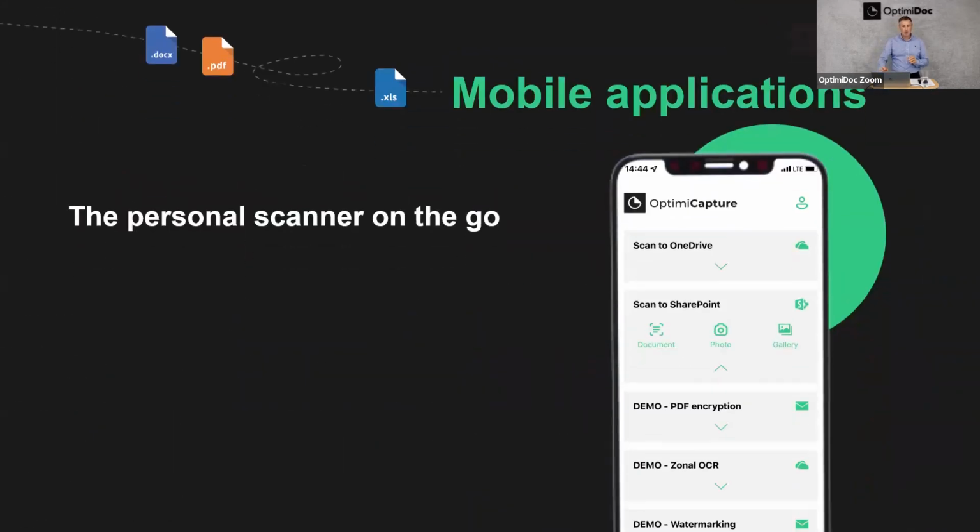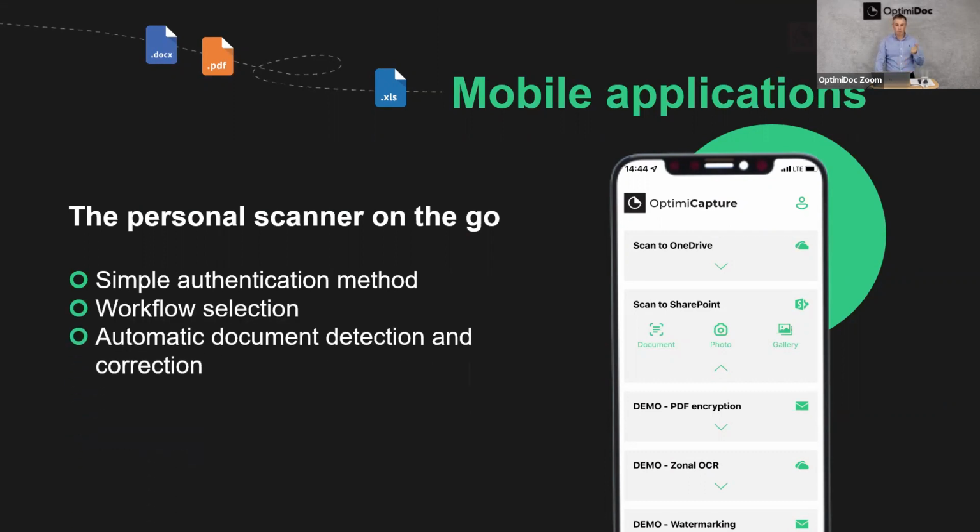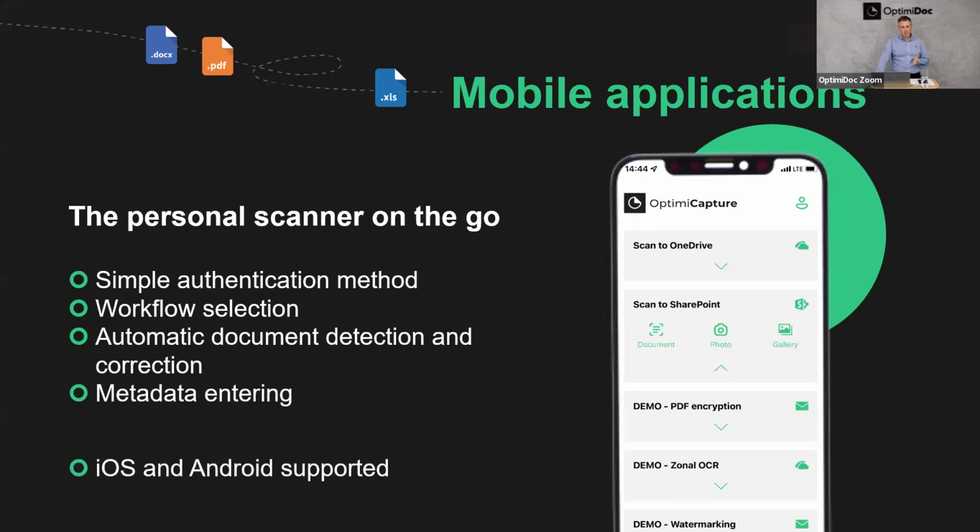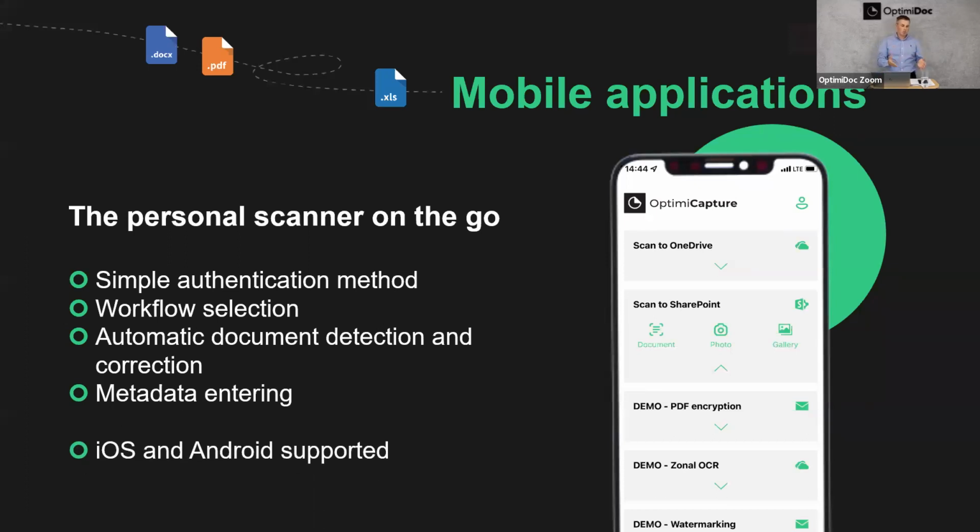And the last part is the mobile application. There we spent the biggest time, and we put a really huge effort into making it really nice. We say that this is the personal scanner in your pocket, and it provides, as I said, completely the same functionality as the multifunction device. So you can select the workflow, you can enter the metadata, and even more, the system could automatically detect the document and also automatically crop and transform the document before it's delivered to the system.